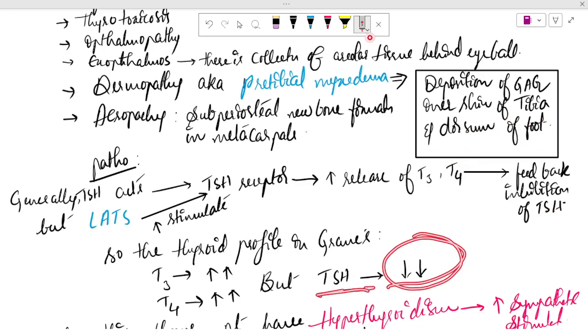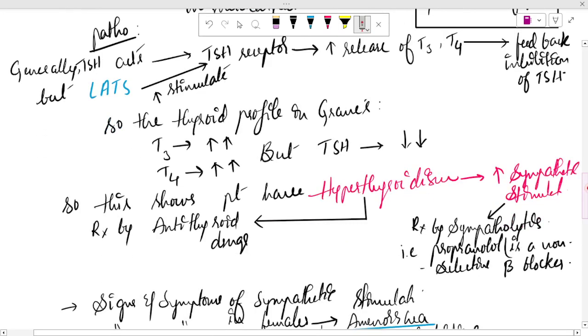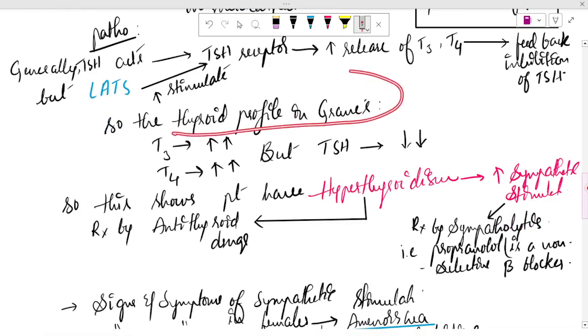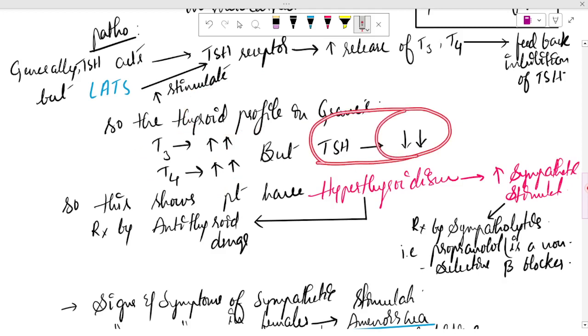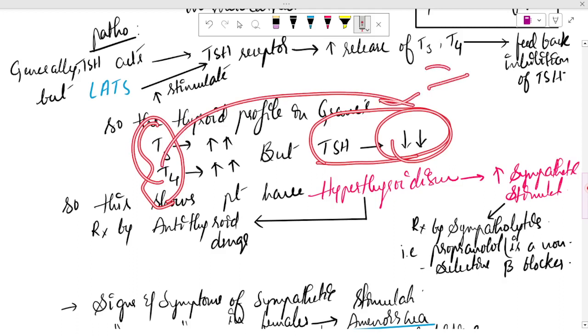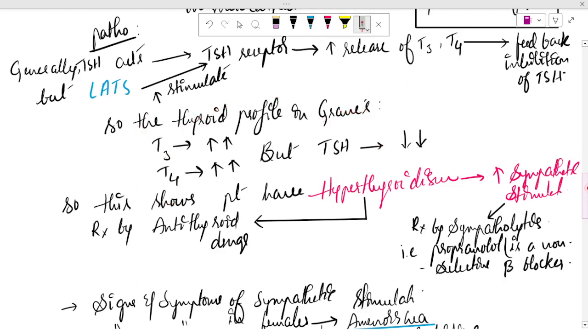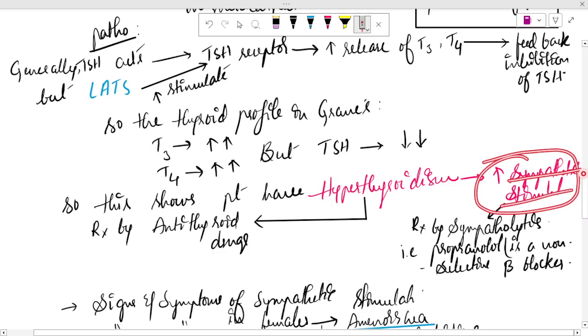So what picture do you see in the thyroid function test when done in a Graves patient? T3 increases, T4 increases, but TSH decreases. Why is TSH decreased? Due to feedback inhibition by T3 and T4. Okay, that is the mechanism. So this shows the patient will obviously have hyperthyroidism. What does hyperthyroidism do to the CNS? It increases the sympathetic stimulation.